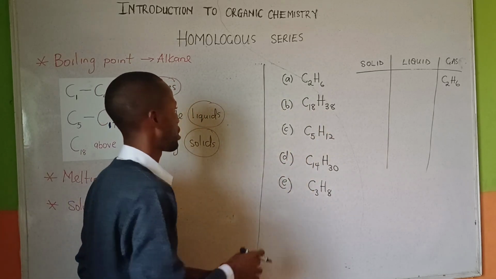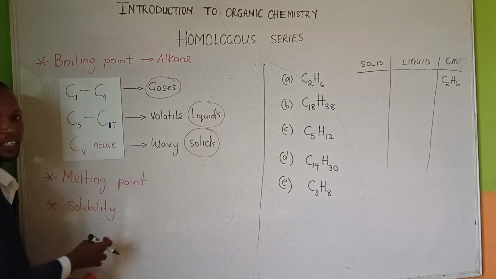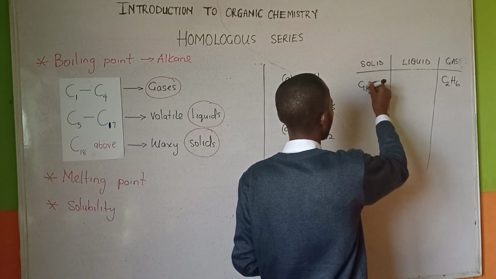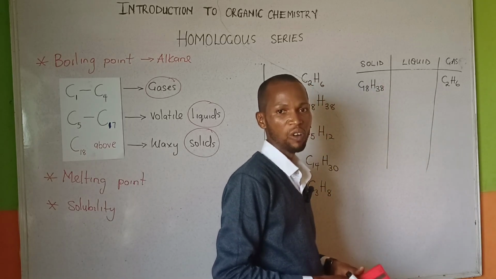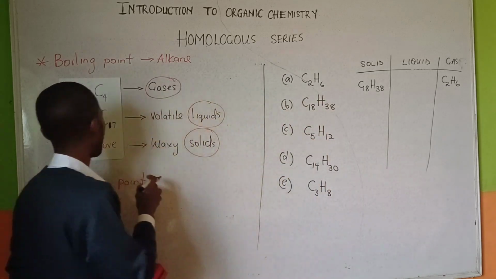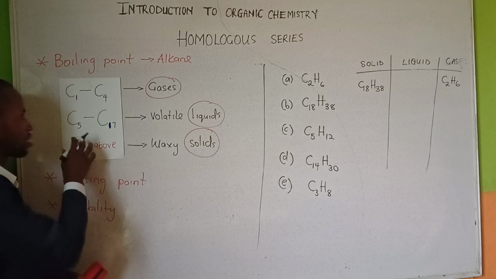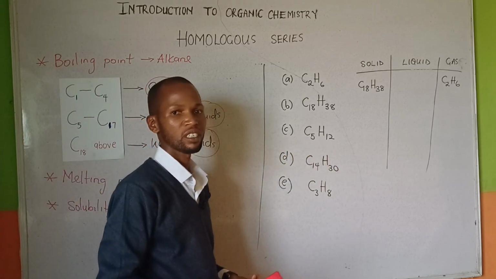C18H38. Carbon 18 and above, they are solid alkanes. Okay, so C18H38 is a solid alkane. C5H12, carbon 5 to carbon 17, they are what? Volatile liquids. That implies that C5H12 is in its liquid state.